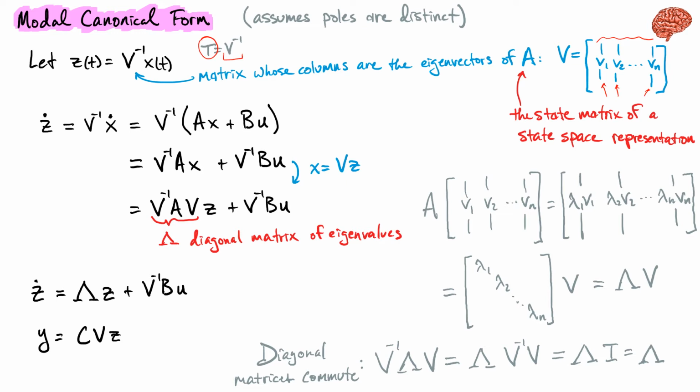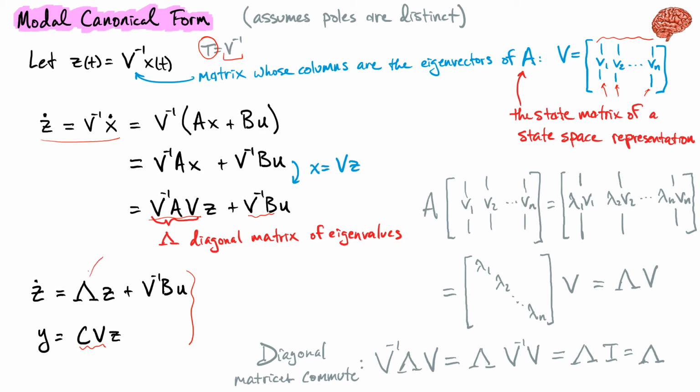So if V inverse is your transformation matrix, we can either do this from scratch like this, or you already know that T A T inverse is your new A matrix, so that corresponds to this. T B is your new input matrix, and C T inverse is your new observation matrix. So this is the new system in modal canonical form.